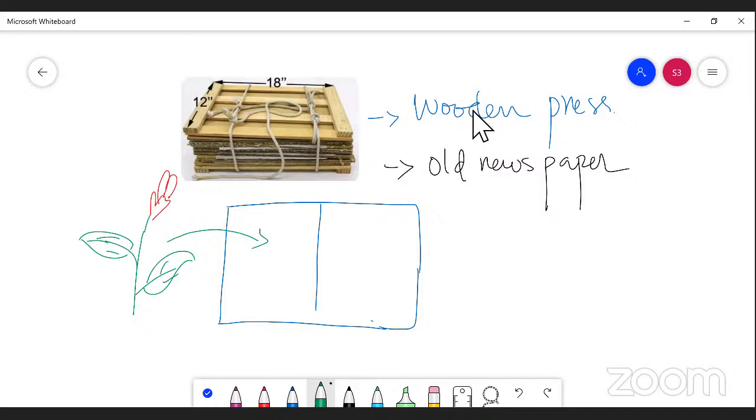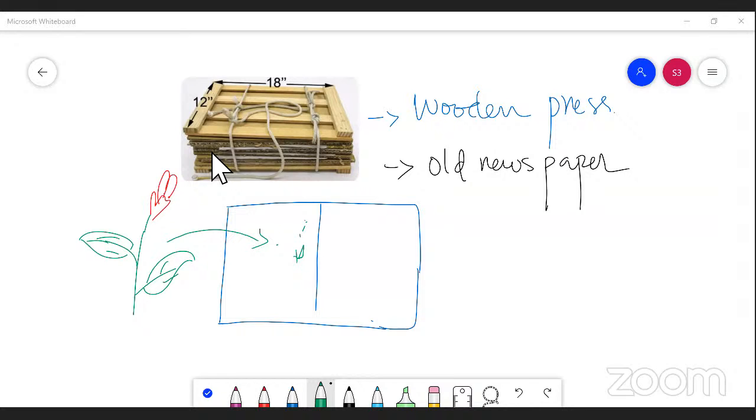Dear students, do you understand what I mean? First of all, plants are collected, which are pressed by the old newspaper. Take an old newspaper in which the collected plant materials are spread out. Understand? After this, the old newspaper is to be folded and covered over the plant material.